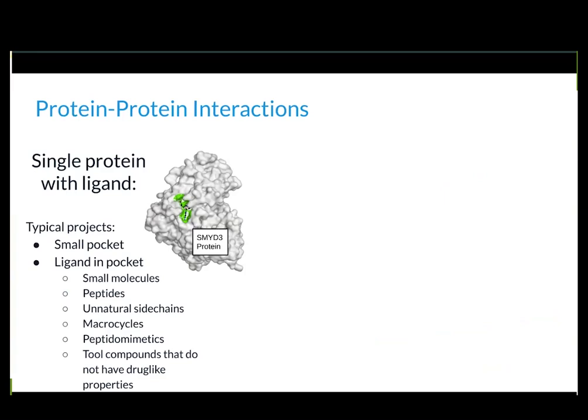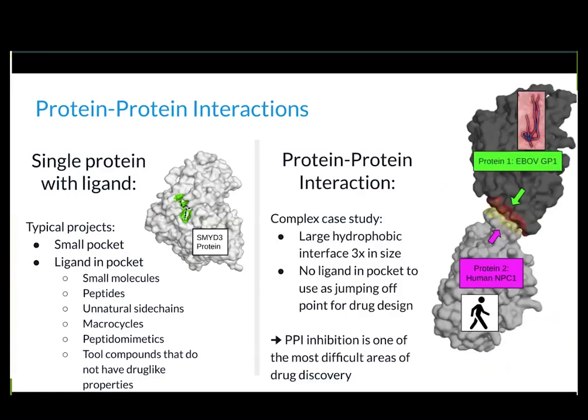For example, we've got the Ebola virus. Here we see the interaction between two proteins, the Ebola virus protein GP1 highlighted in green, and the human protein NPC1 in magenta. This is unlike a single protein with the ligand that we have been using for QUAD. Instead of a small pocket, we see this large hydrophobic interface that is 3 times larger than the small pocket. Also, there's no ligand in the pocket to use as a jumping off point for drug design.